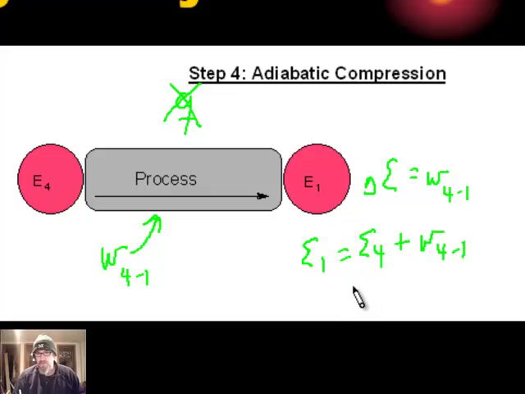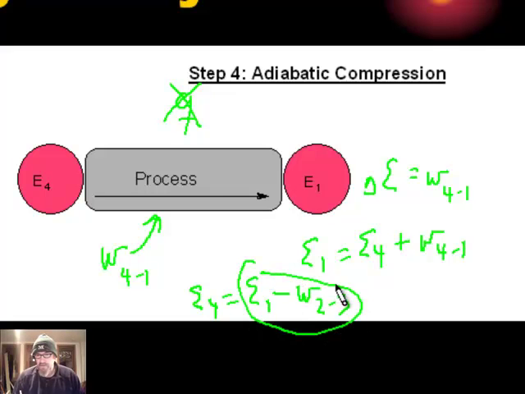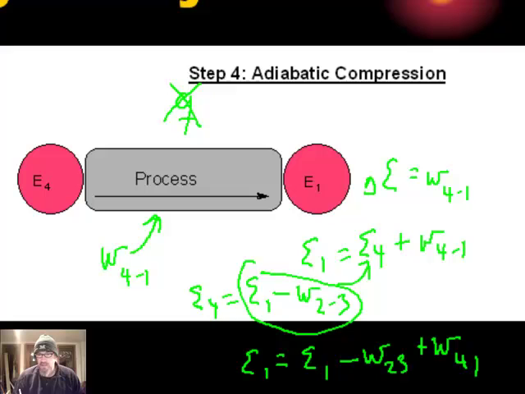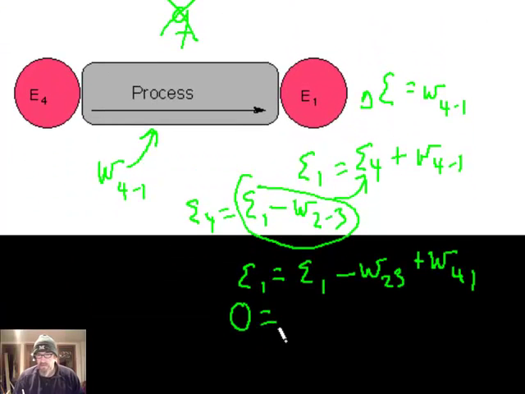But E4 was, if you recall, E1 minus work 2,3. So substituting this in for E4, here's what we get. E1 is E1 minus work 2,3 plus work 4,1. Well, if you subtract E1 from both sides, here's what you get. 0 is negative work 2,3 plus work 4,1.